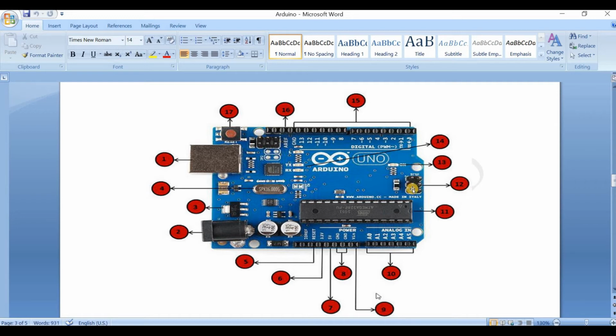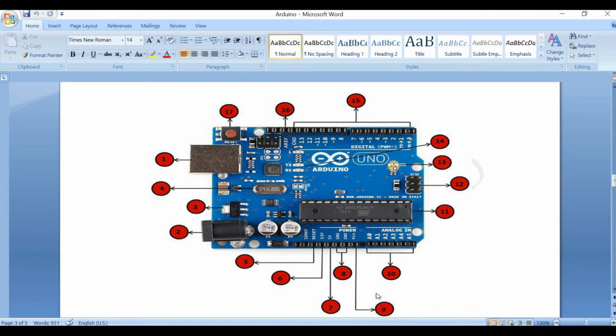Next, this is the ICSP pin. ICSP is a tiny programming header for the Arduino controller consisting of MOSI, MISO, SCK, reset, VCC and ground. It is also referred to as SPI, which means Serial Peripheral Interface, which is used for serial communication where the data is transferred bit by bit.